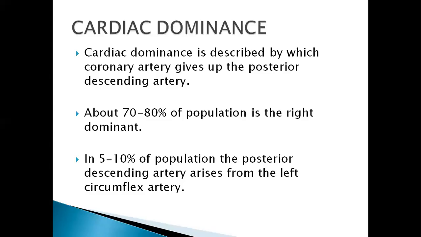Cardiac dominance is described by which coronary artery gives off the posterior descending artery. In about 70 to 80% of the population, it arises from the right coronary artery and is called right dominant. In 5 to 10% of the population, the posterior descending artery arises from the left circumflex artery, and the left circumflex artery, as you already know, is a branch of the left coronary artery. So these people or these hearts are called left dominant.